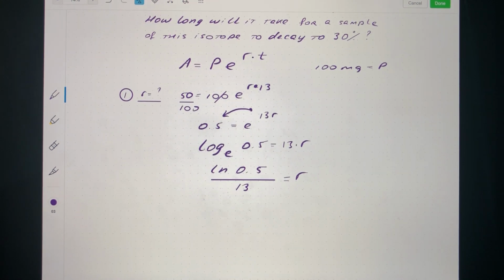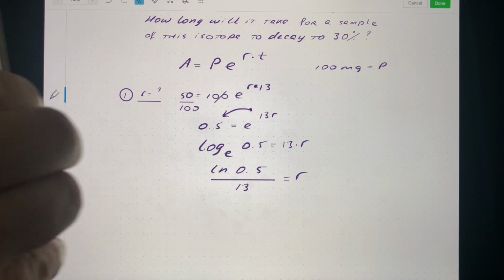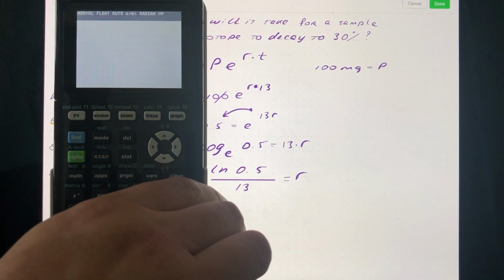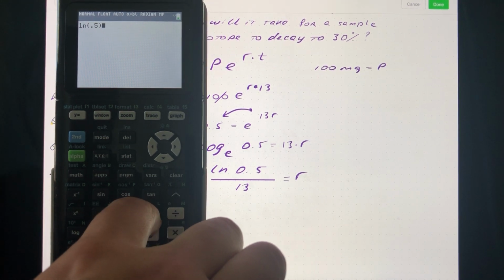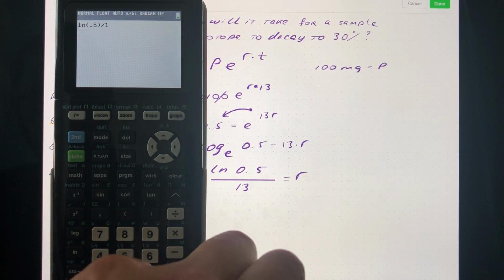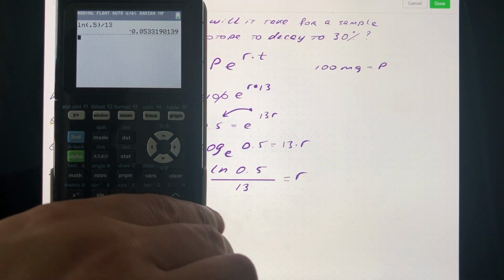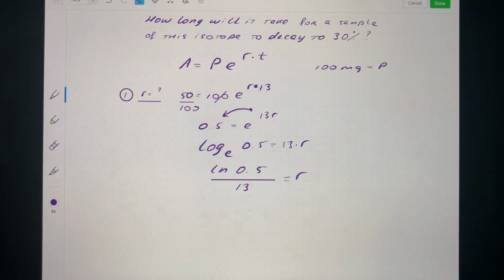Let's put that number in the calculator to see what the decimal actually is. So here is natural log of 0.5 divided by 13. So our rate is negative 0.05, and usually we use at least 3 decimal places. 5 decimal places would probably be better in this case. Anytime we deal with exponentials, it is better to keep more decimal places. So that's our growth rate.